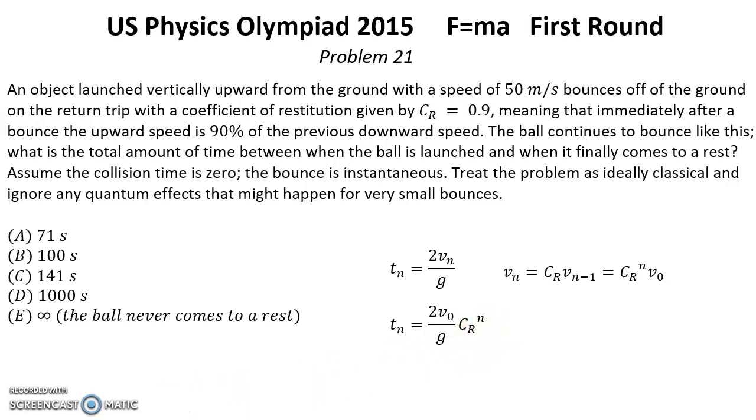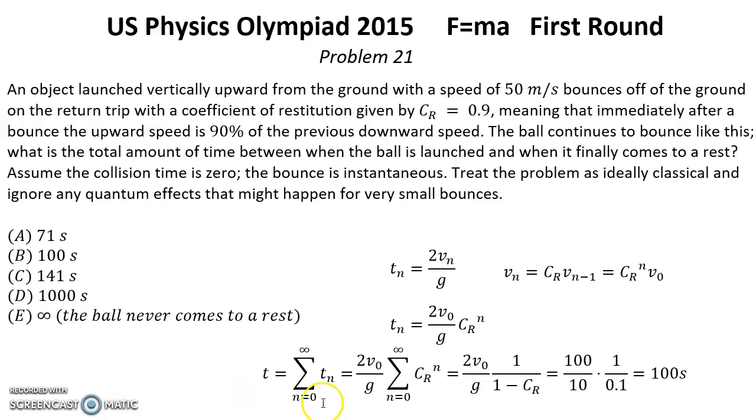The total time will be this sum from n equals 0 to infinity. After all, we have a sum of a geometric progression, which has this form. And the final result is 100 seconds.